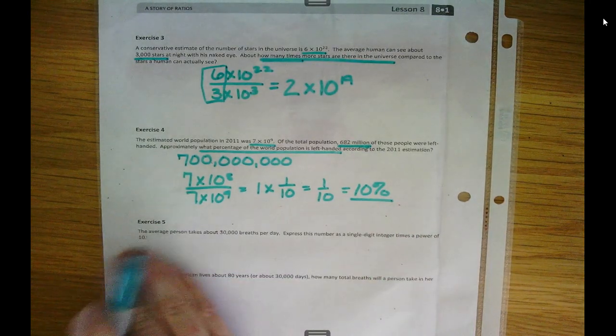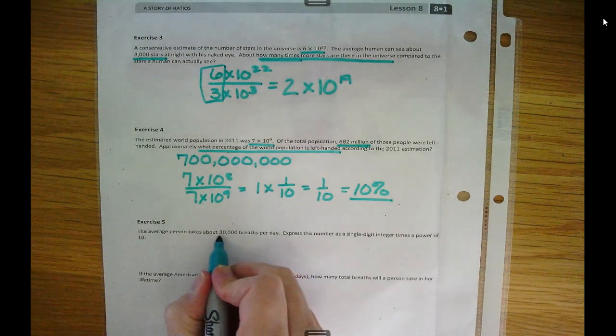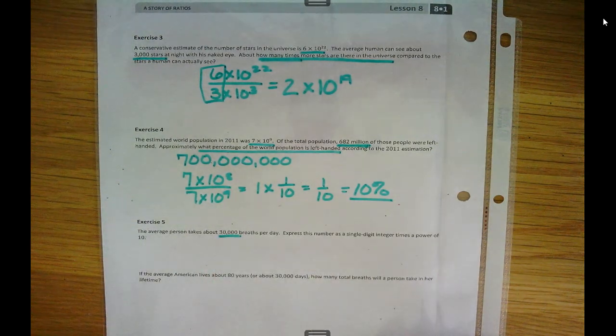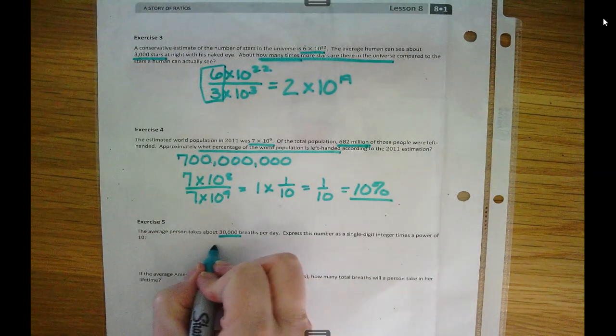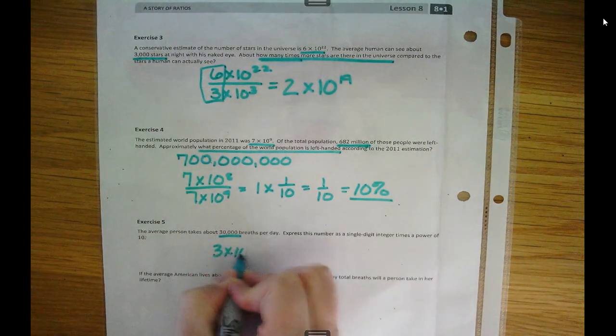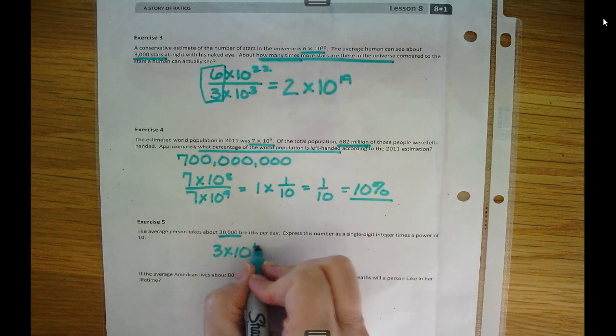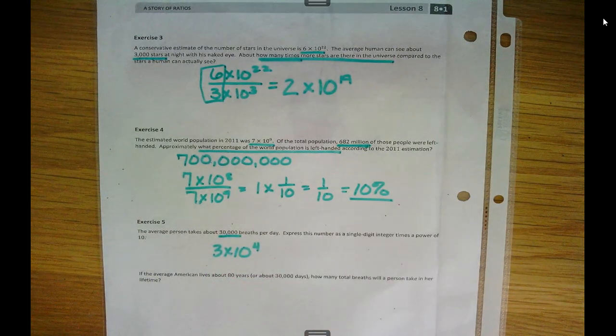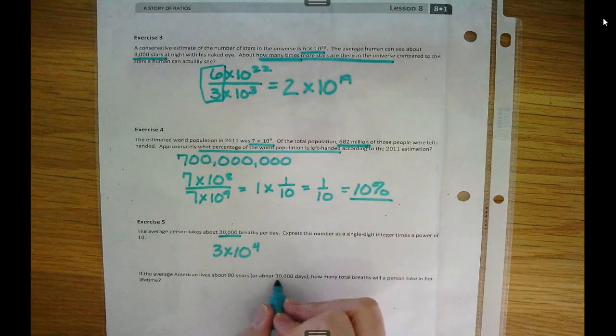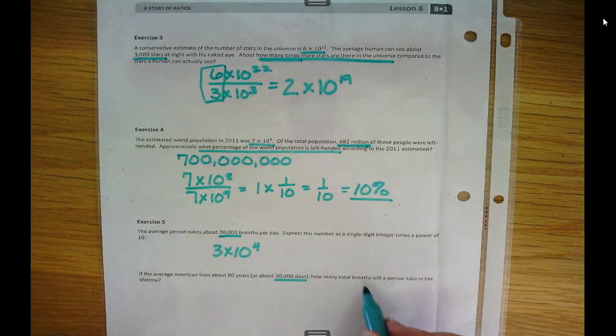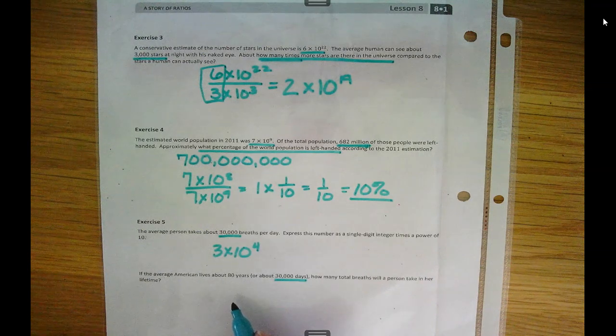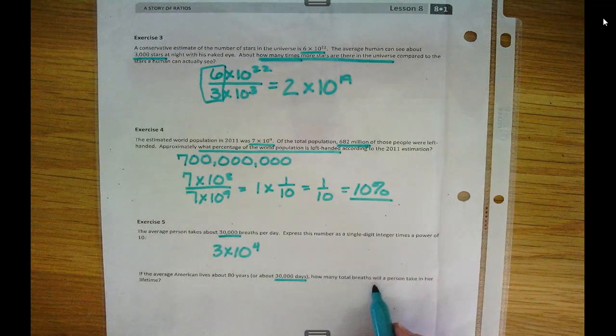Exercise 5. The average person takes about 30,000 breaths per day. Express this number as a single-digit integer times a power of 10. 3 times 10, and I have 4 zeros, so 3 times 10 to the 4th. Now, if the average American lives about 80 years or 30,000 days, about how many total breaths will a person take in her lifetime? So in this case, how many total breaths?